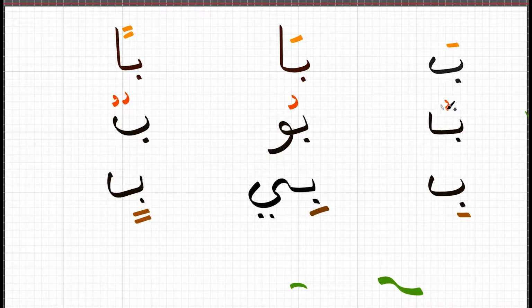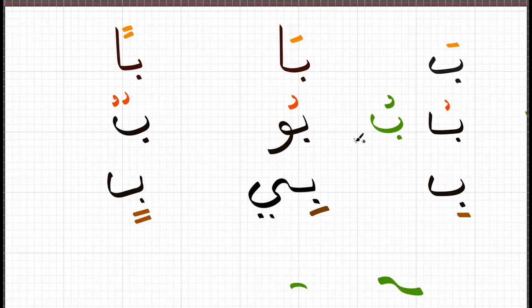This one here is called damma. Very good. And the sound the sign makes is o. For example, bo. Ba, and then I add the sign on the top, it becomes bo. You see, this one is ba, this one is bo.